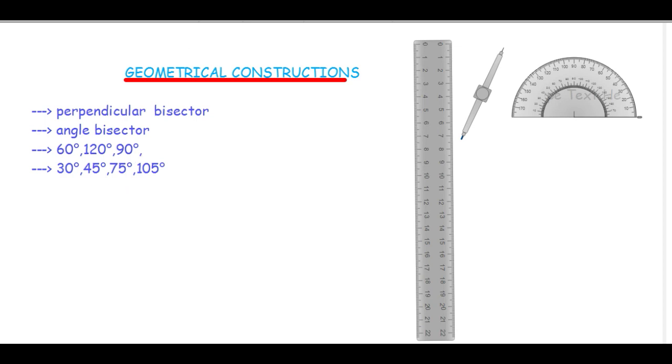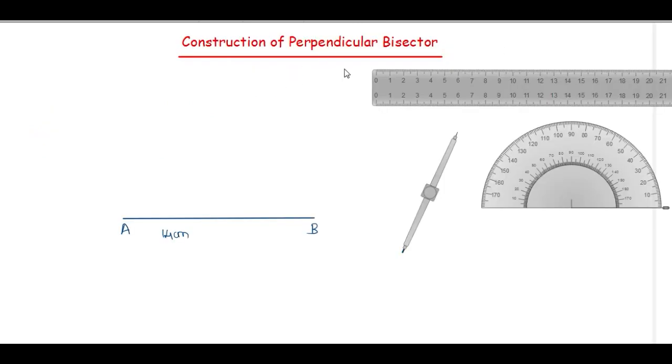Let us jump into our video. The first thing we are going to learn is construction of a perpendicular bisector. Suppose we have a line AB. Now for this we need to draw a perpendicular bisector. Now what is actually a perpendicular bisector?